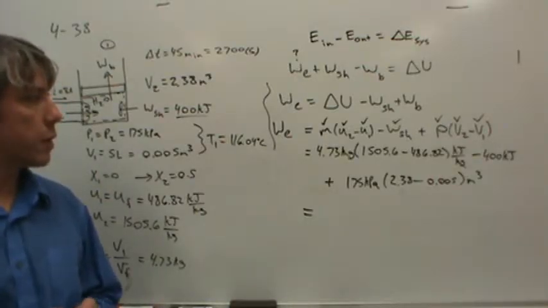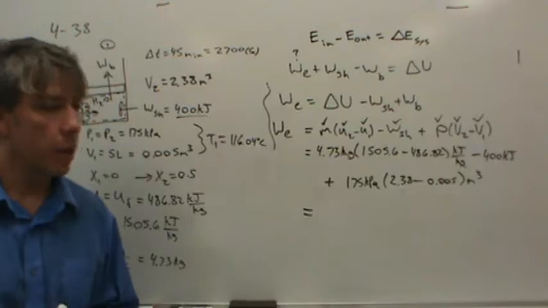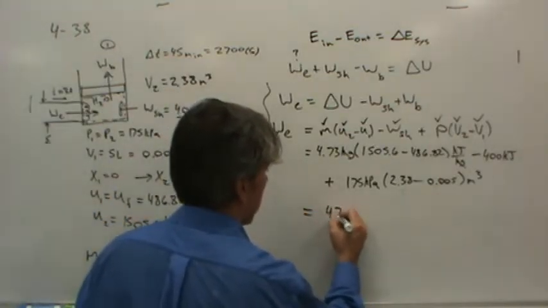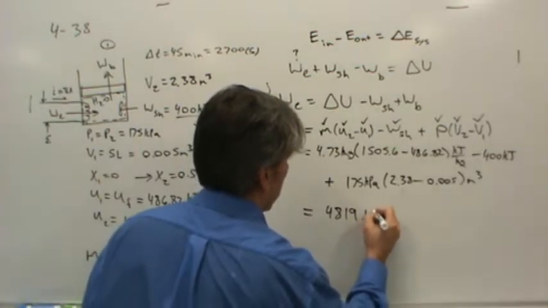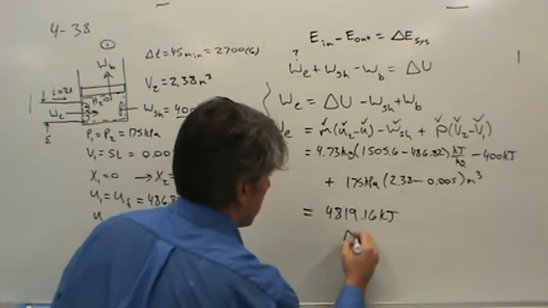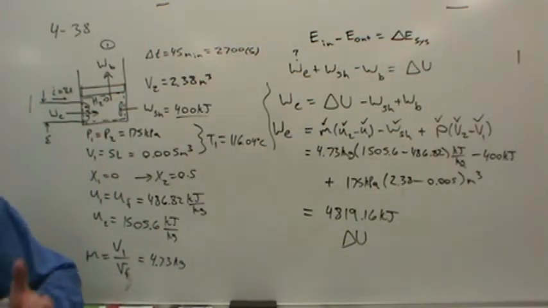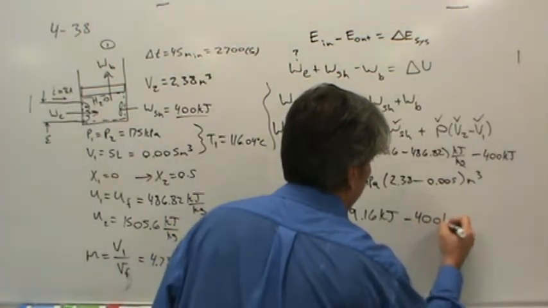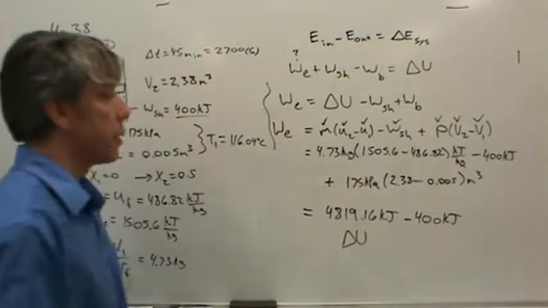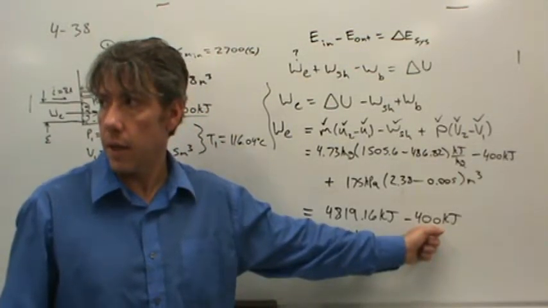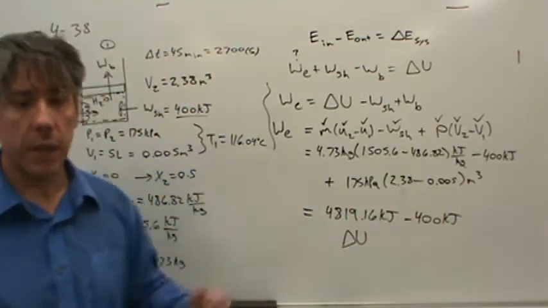So 1505.6 less 486.82 times 4.73. 4819.16. So this is the change in internal energy. That's the amount of money left in the bank account. That's how much the bank account changed. We added 400 kilojoules. In other words, the electrical energy did not have to put this $400 in the bank, because the shaft work did it.